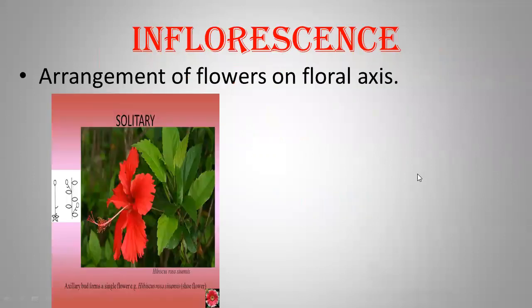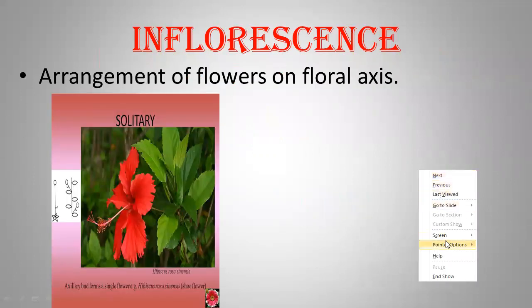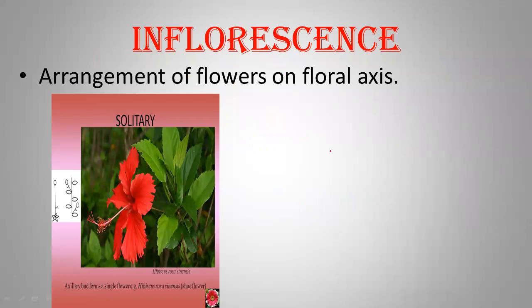Let's talk about inflorescence. What is inflorescence? Inflorescence is the arrangement of flowers on the floral axis. What is a flower? A flower is a modified shoot. So, what is the shoot apical meristem? The tip of the shoot is known as the shoot apical meristem.